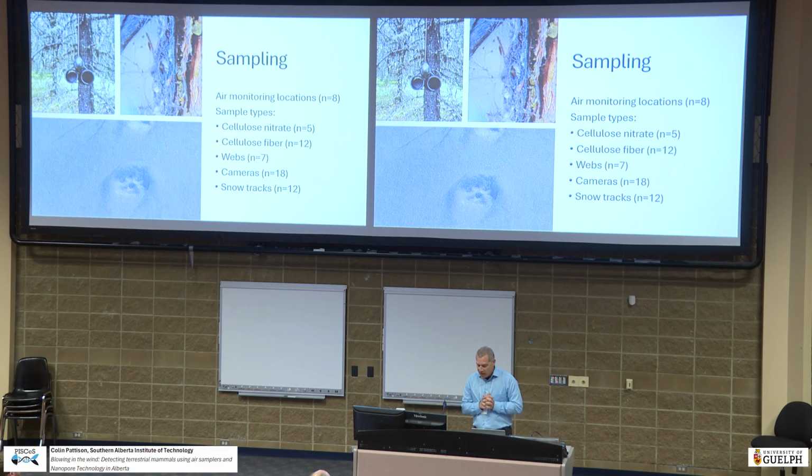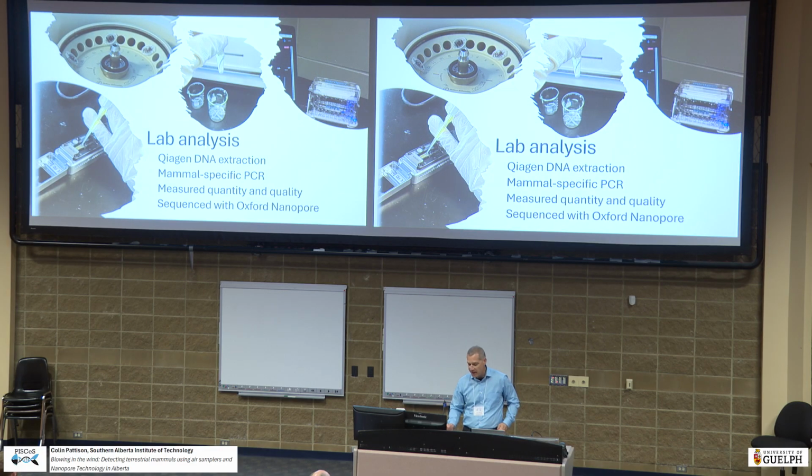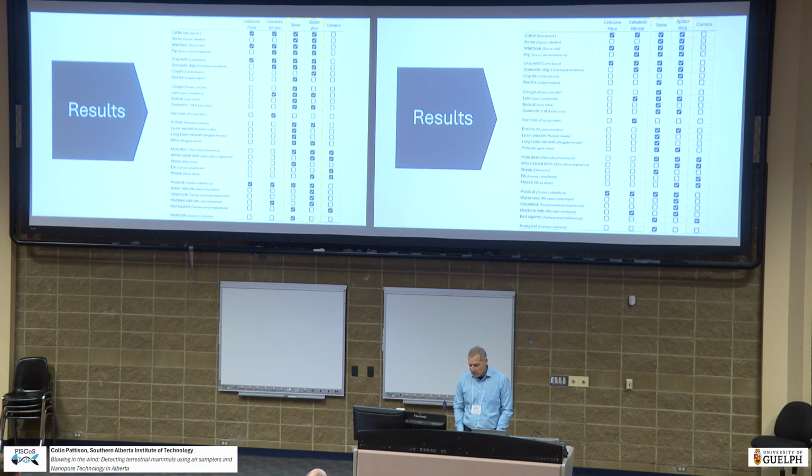Wherever we set up the air samplers, we also set up remotely triggered cameras. Then in the lab, we extracted with QIAGEN kits. We amplified with mammal-specific primers. We measured DNA quantity and quality, sequenced with Oxford Nanopore, and then we confirmed our classifications against the large NCBI NT eukaryote database. I know that this is a pretty busy slide.